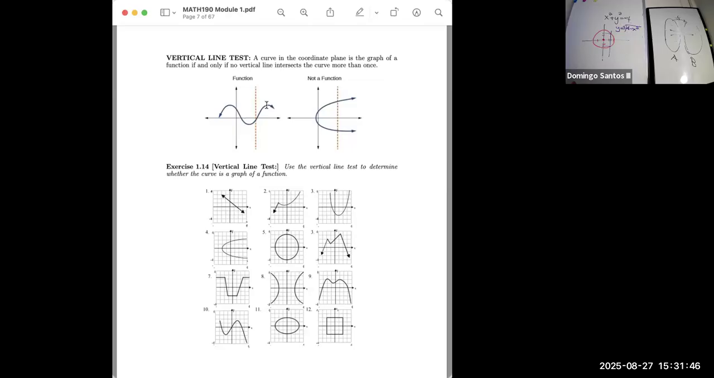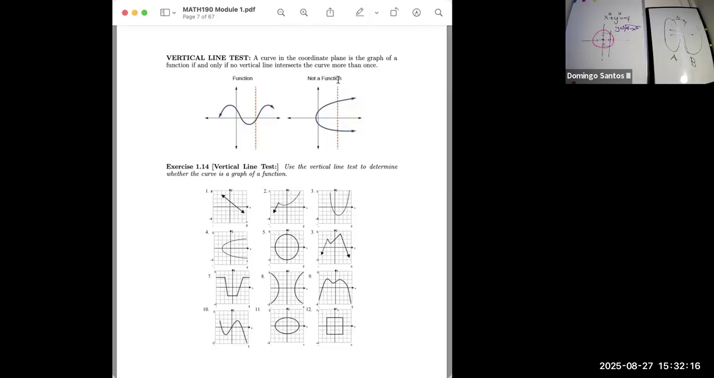You have a graph of the function. For this one, what happens here? A vertical line test means that anywhere you create a vertical line, if that vertical line only intersects the graph in just one point, that means it's a function. It's not a function if you do the vertical line test and it intersects more than once.